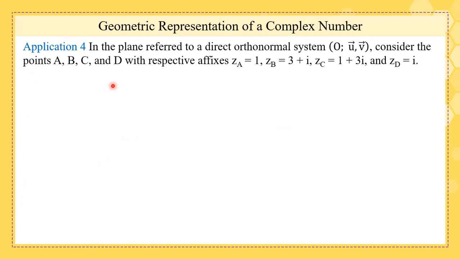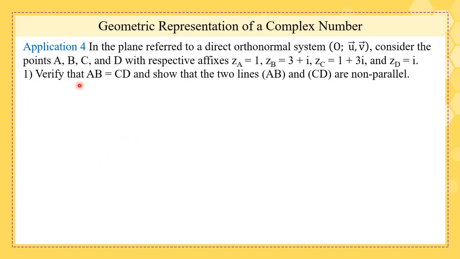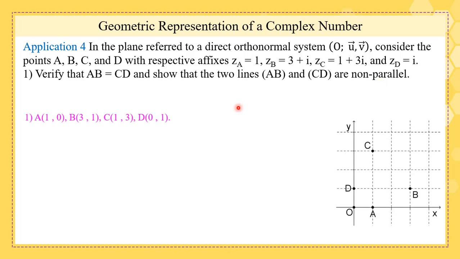Now let's see this application. The first question asks to verify that AB is equal to CD and to show that the two lines AB and CD are non-parallel. Try to do it alone. Well, these are the coordinates of the points, and these are their representations. We need to prove that AB is equal to CD. We use the distance formula or the modulus of the vector. AB is radical 5, CD is also radical 5, so AB is equal to CD.